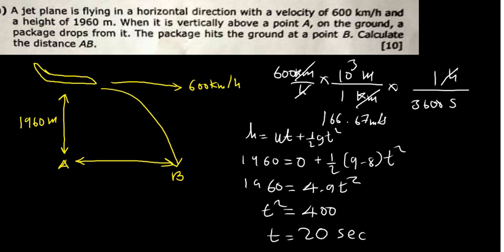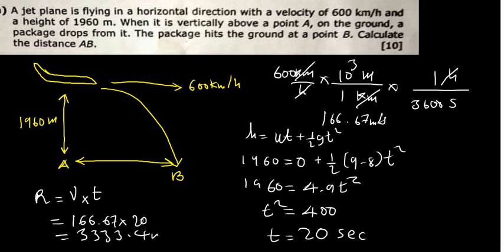So to find the distance AB, that is simply the range. Range is given by velocity in the x multiplied by the time of flight, and the velocity in the x is the same velocity at which the plane was moving. So that is 166.67 multiplied by 20, and that is going to give us 3,333.4 meters. So that is the distance AB that the parcel is going to drop.